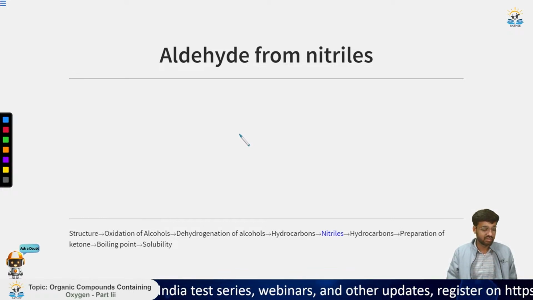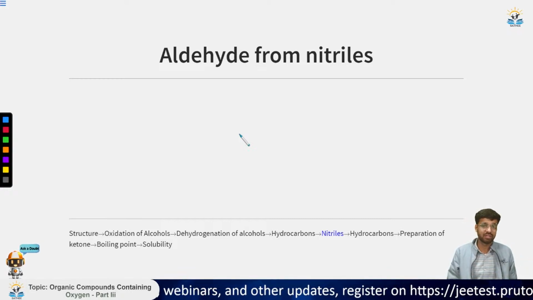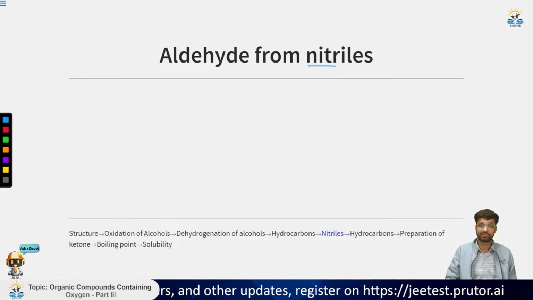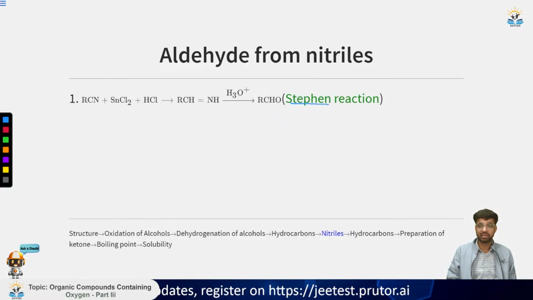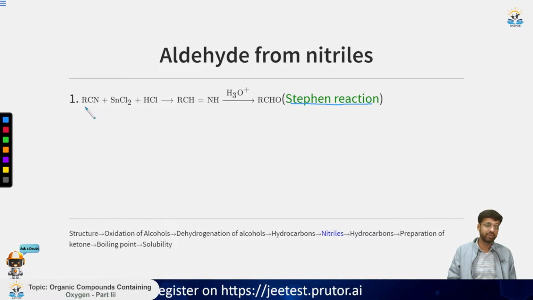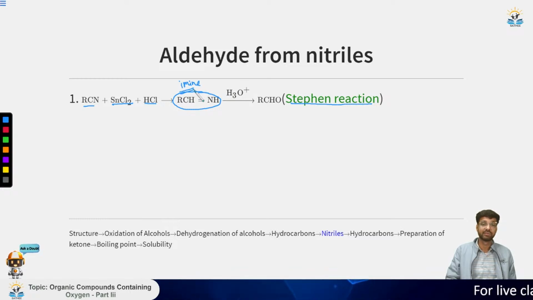Now we will see some other methods which are specific to aldehydes, then some methods which are specific to ketones. First, for aldehyde, we can take it from nitrile. The first reaction is a name reaction, so it is an important one. It is called the Stephen reaction. We take a nitrile and do it in the presence of SnCl2 and HCl. This gives us an imine. Now this imine on hydrolysis will quickly give us RCHO. So this is the Stephen reaction.